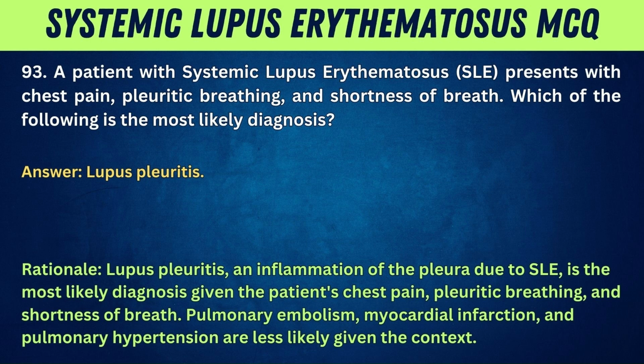Rationale: lupus pleuritis, an inflammation of the pleura due to SLE, is the most likely diagnosis given the patient's chest pain, pleuritic breathing, and shortness of breath. Pulmonary embolism, myocardial infarction, and pulmonary hypertension are less likely given the context.